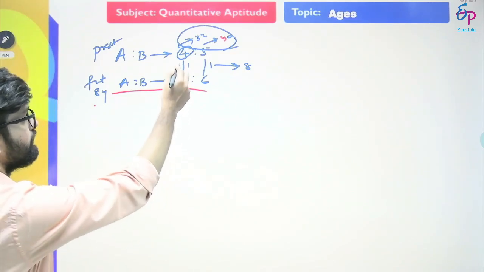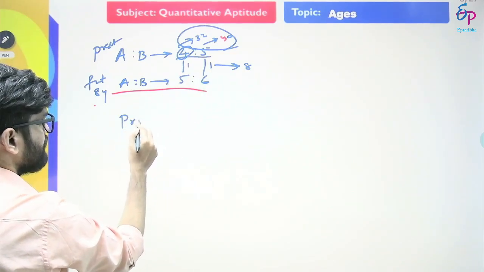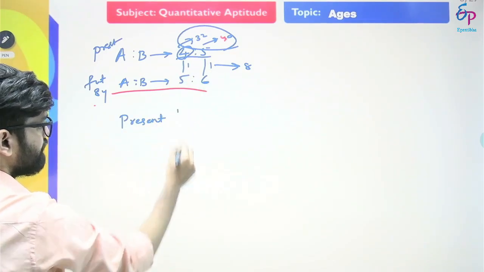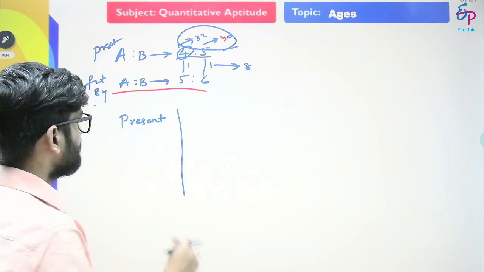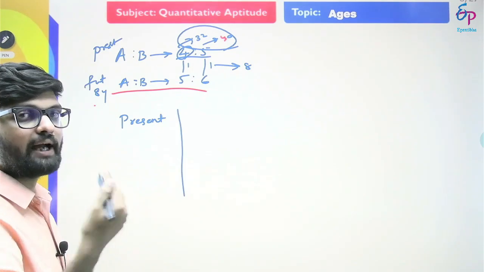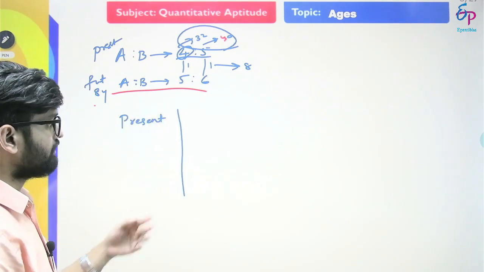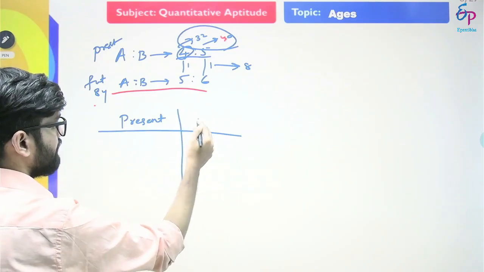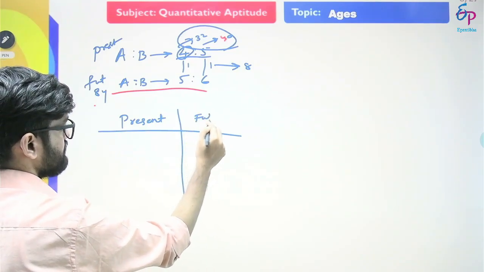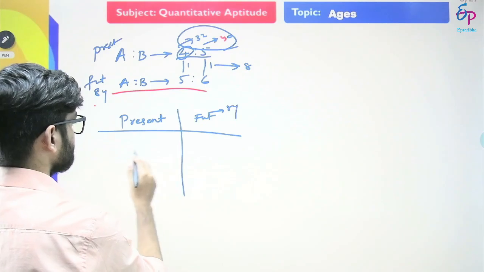Or else what we can do is the traditional method. Only for this question I will do the traditional method. From now on we will go with the ratio method only. But you have to have one backup. That's why I am telling this, the lengthy method as well. Present ages and future ages. This is after 8 years.